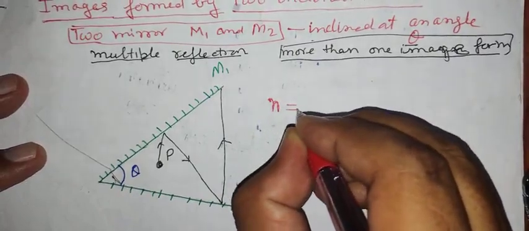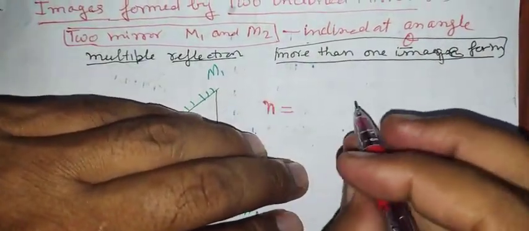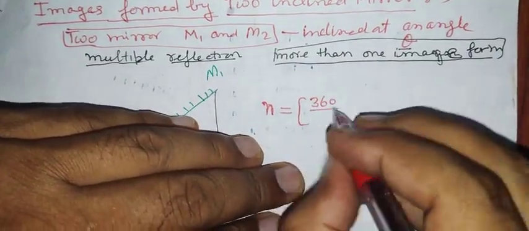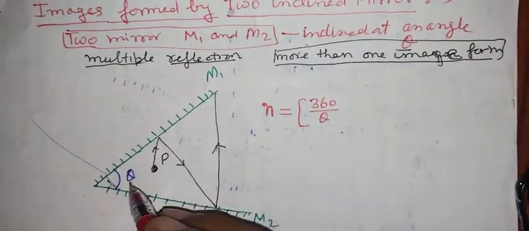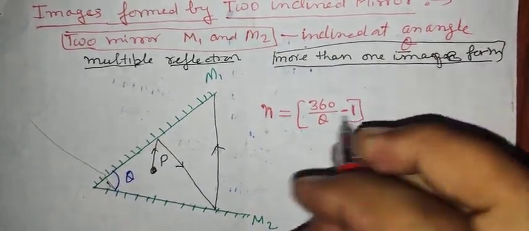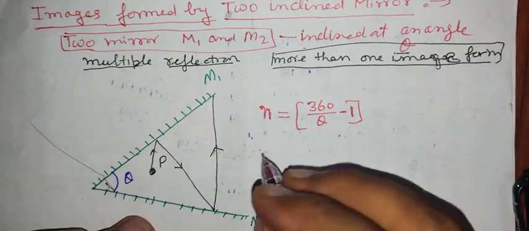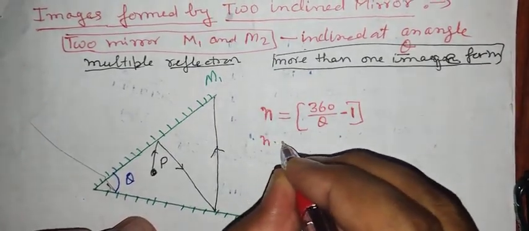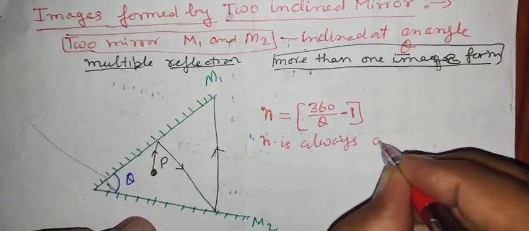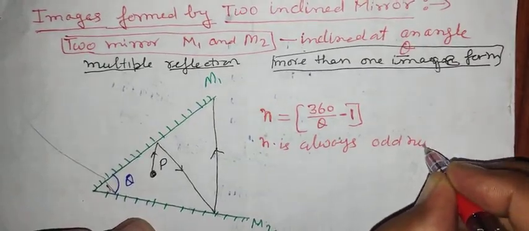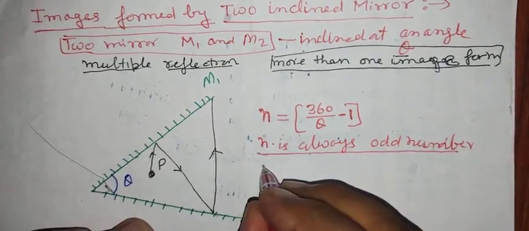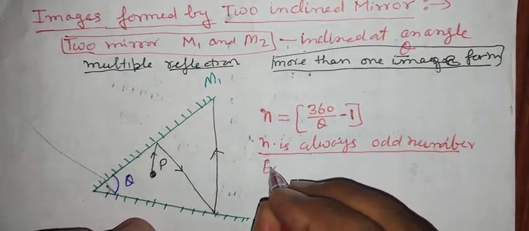The number of images n formed in this case is given by the formula 360 by the angle through which both are inclined, total minus 1, provided that n is always an odd number. This can be clarified by taking a suitable example.